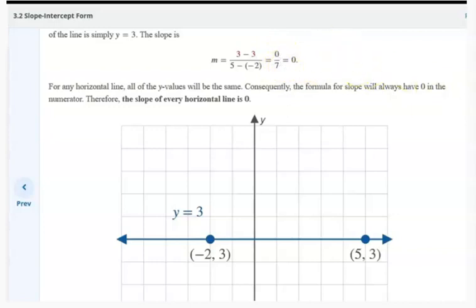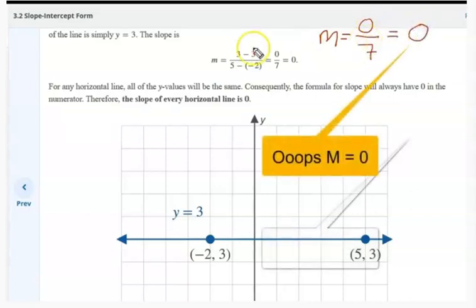Now, sometimes on a quiz or a certify, they'll give you a problem like this, and you'll say m is 0 over 7. They're going to count that incorrect because this is not simplified. What is 0 over 7? And the answer is it's 0. So the slope of this horizontal line is 0.